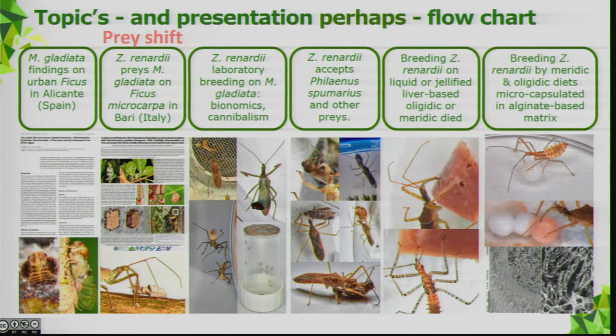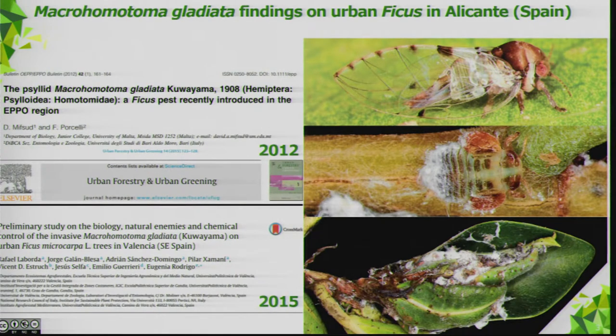in Greece also. Then we will move on to the study of bionomics of the predator, on the prey acceptance, on first artificial diet acceptance, and then on the actual situation, that is the study on a possible full artificial diet. Macrohomotoma, I think most of you have just seen it, is very widespread in Europe on ornamental ficus.